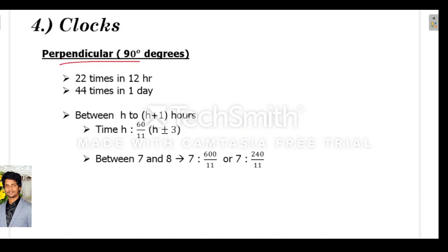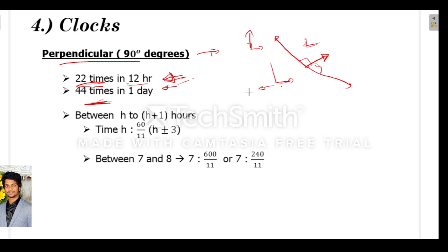So next is perpendicular, which means the angle between the hours hand and minutes hand is 90 degrees. This can happen 22 times in 12 hours, because if we see the hours hand like this, the minutes hand can be like this, also 90 degrees, and if it is like this, it is also 90 degrees. It means in every 1 hour it happens two times, and at 3 and 9 it will happen only one time. So out of 12 hours it will happen 22 times overall, and in one day it will happen 44 times. Just remember this.